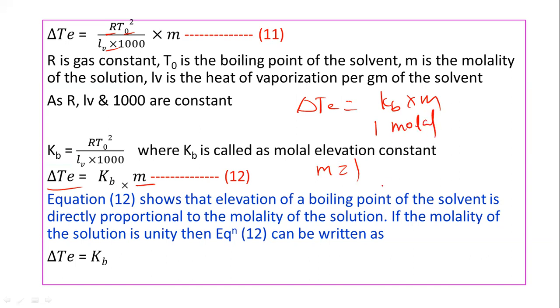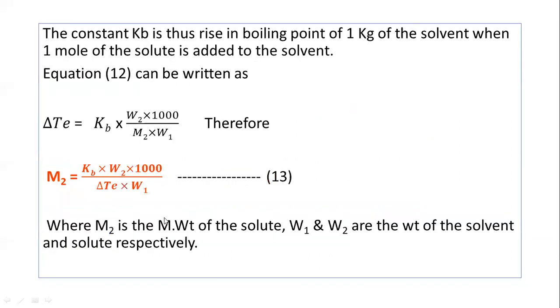Okay, molality is equal to 1. Then this equation 12 can be written, so m equal to 1, delta Tb is equal to Kb. Elevation in boiling point of a solvent becomes equal to the molar elevation constant Kb. So the constant Kb can be defined as, let us write that equation first: delta Tb is equal to Kb when molality is equal to 1.